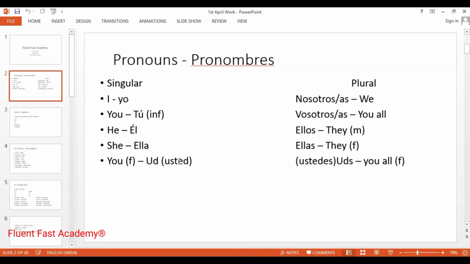Usted means formal. You know, you're talking to somebody elder or maybe senior than you. Then you're using usted. I will explain you with the verbs. So right now we are just learning this.